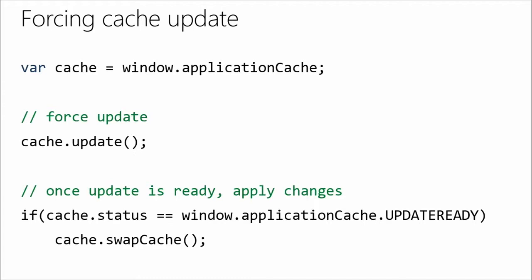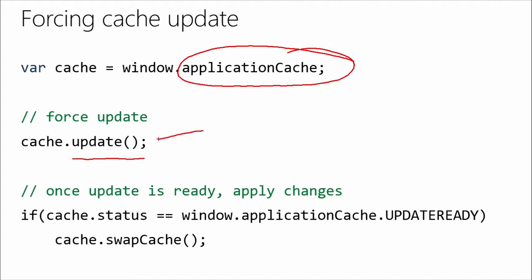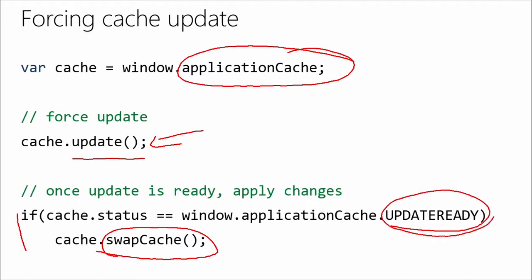If it doesn't, there is an API that you can use to force it. Now the basic steps here are to go grab the application cache and tell it to update. What this update command will actually do is say, hey, go start downloading in the background. But it won't actually start using those new files until you tell it to use those files. So what I'm doing in this next block is checking to see, hey, is that update ready? And if it is, then we'll go ahead and swap the cache.